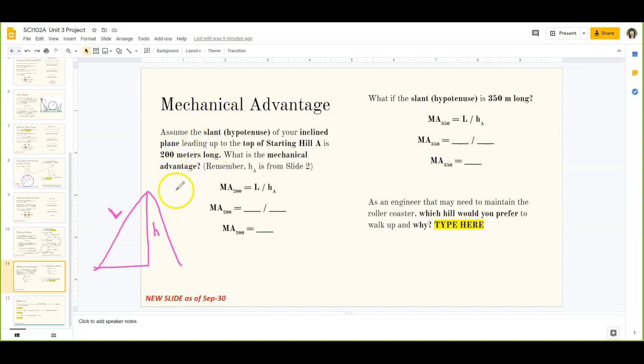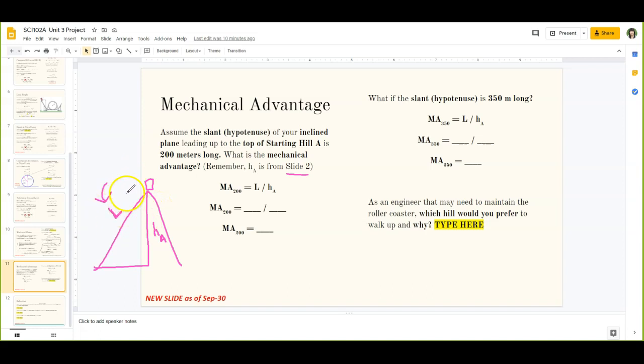So assuming that here's our roller coaster, and the slant or hypotenuse, the length right here, of your inclined plane leading up to the top of your hill, this is our HA, height of our hill A, is 200 meters long. We want to know what is the mechanical advantage. Remember, HA is from slide number 2. That's just the height of your starting hill. That should be a very familiar number by now.